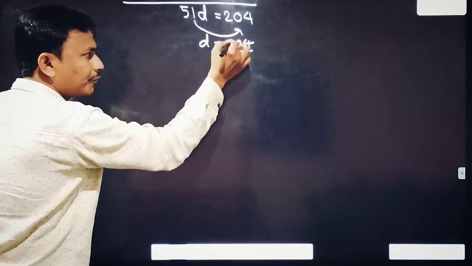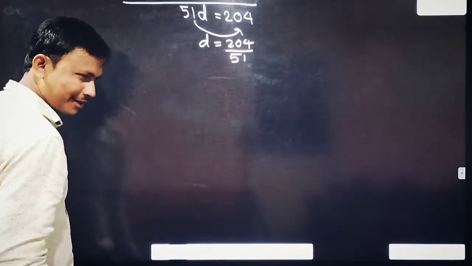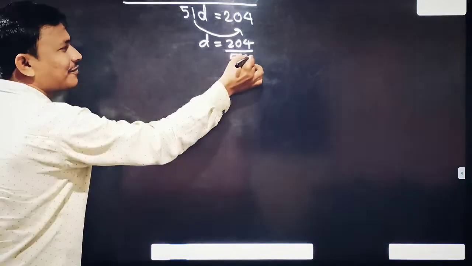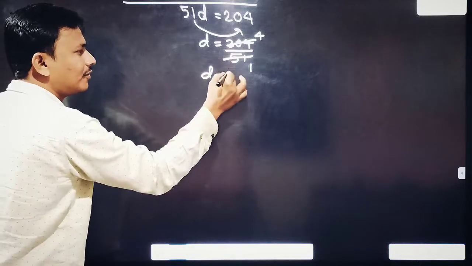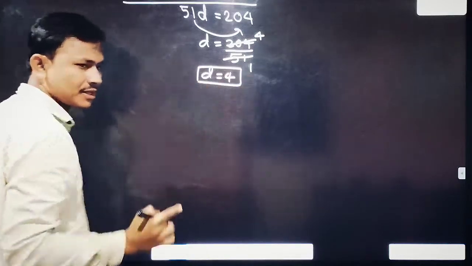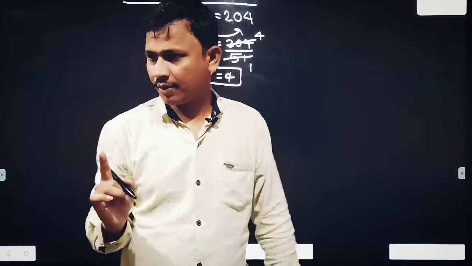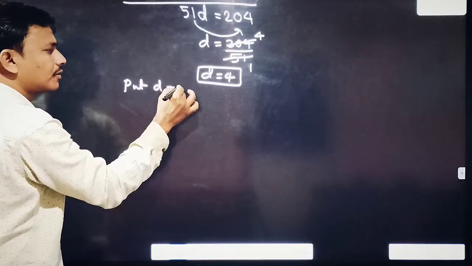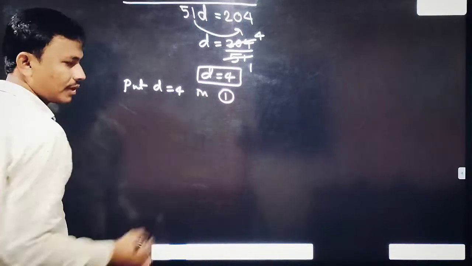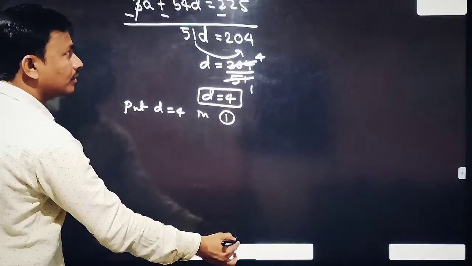51 ones are 51, 51 fours are 204. D is equal to 4. Put this value in equation number 1. What is equation number 1?